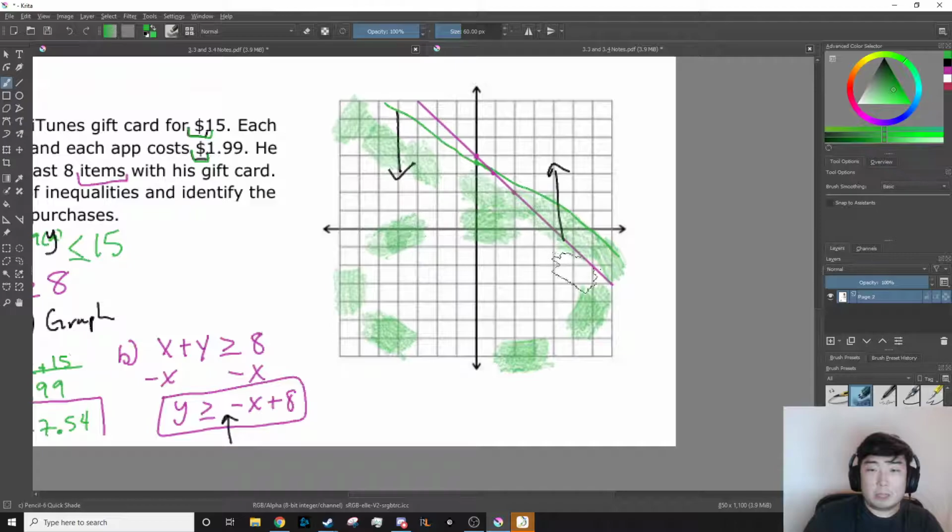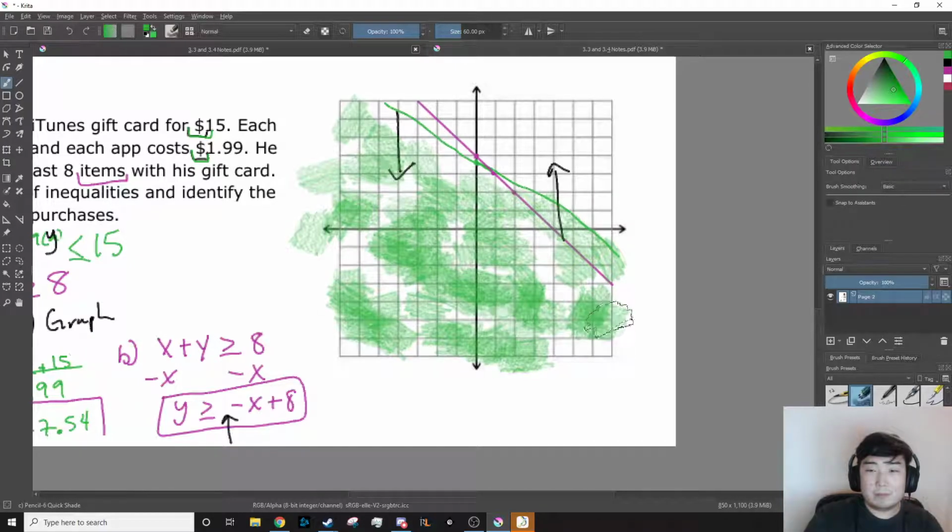I'm going to shade this a little bit lighter. Oops, I missed. I'm having a little too much fun with this, but you're fine. And the purple one, we graph upwards, so like this.